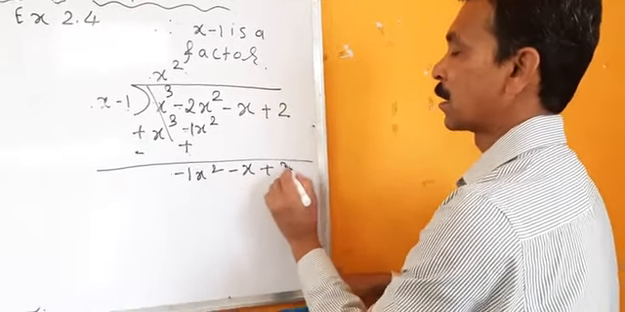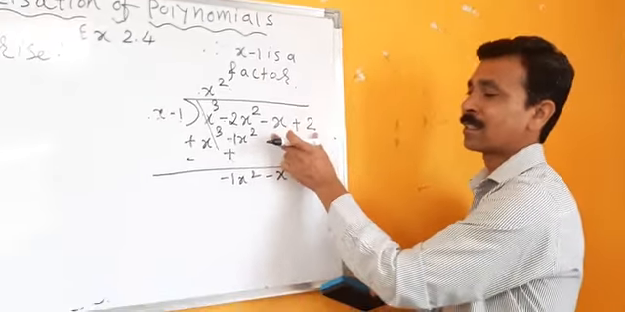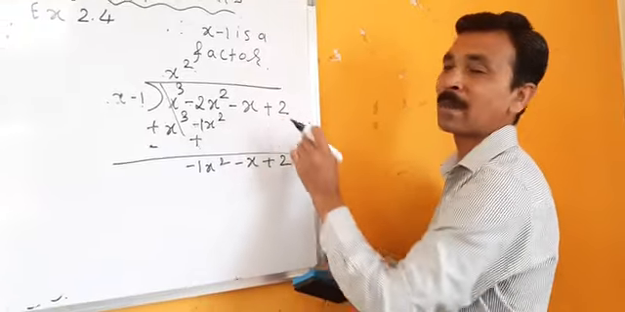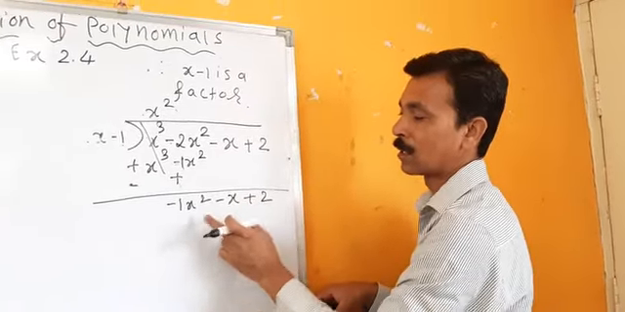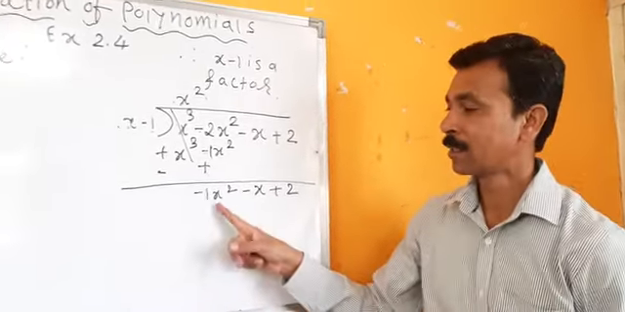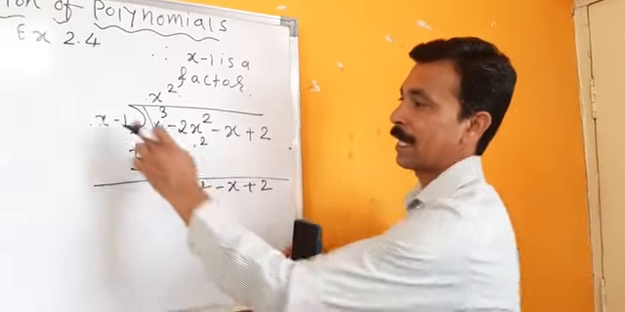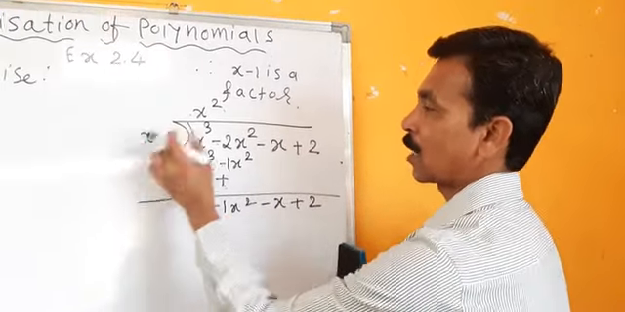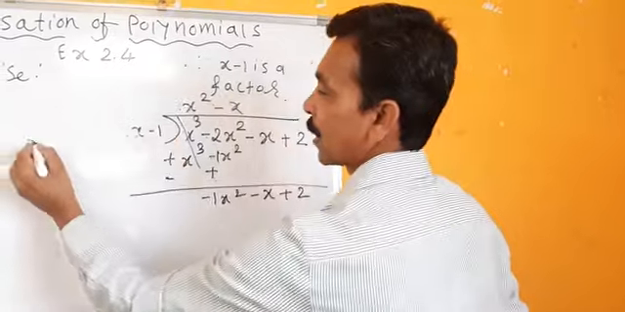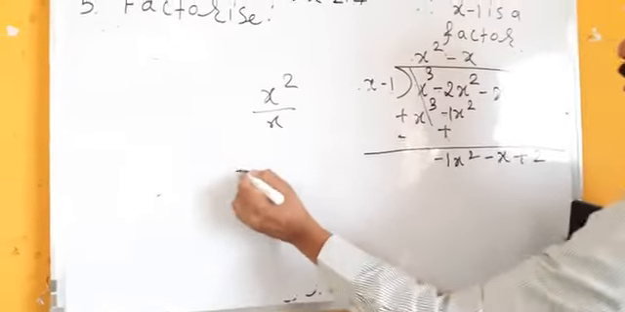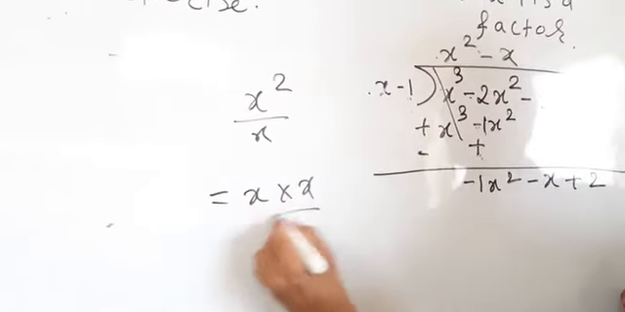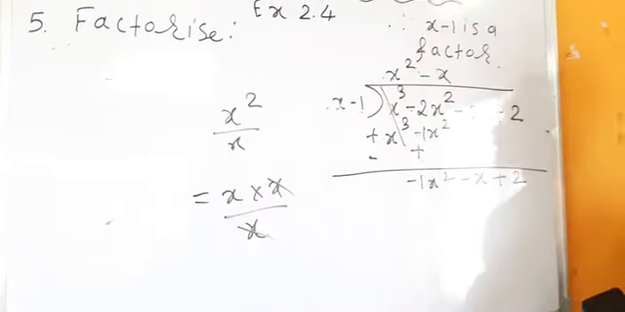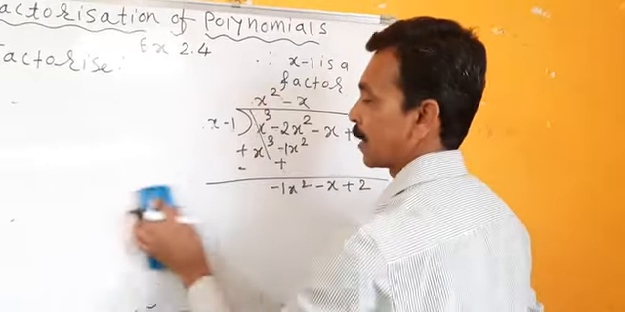Minus x plus 2. Because here there was nothing to do with minus x plus 2, we have to take it down. Now again, we have to divide. Minus x square by x is minus x. Look here, x square divided by x: x square means x into x upon x, x gets cancelled. So we got x this way.